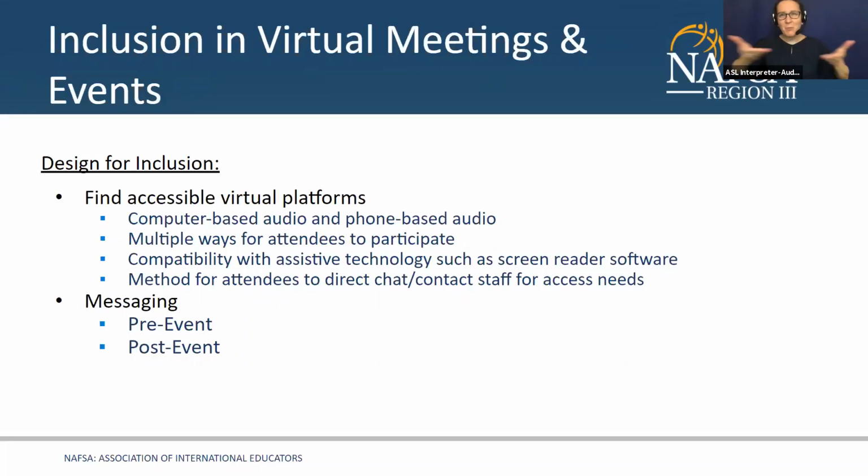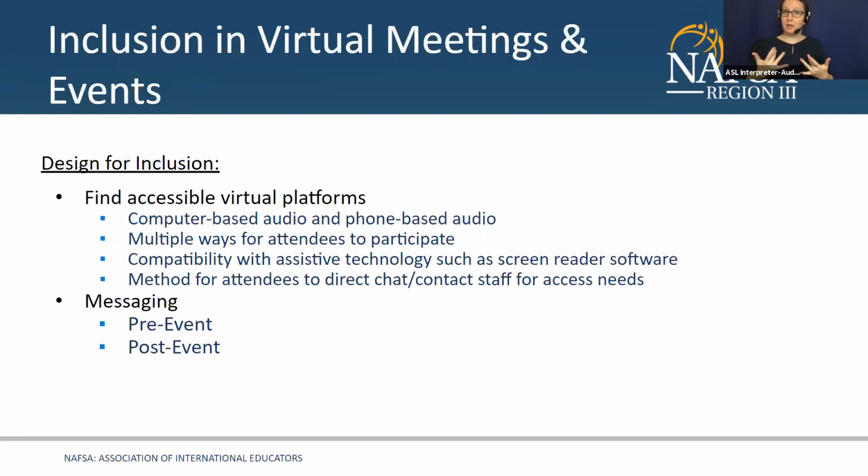This could be different messaging for on-site events. An example could be, this venue is wheelchair accessible. So that means that you've thought about inclusion and you want people with disabilities to attend your event. So what does that look like in a virtual space?